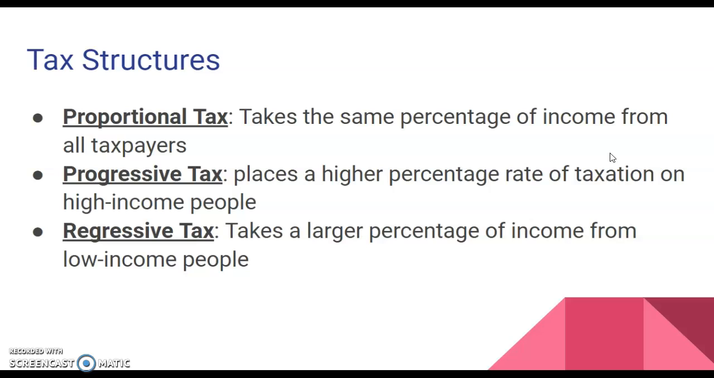This is the idea that all taxpayers should have to pay the same percentage in taxes regardless of income. So whether or not you make $2 million a year or $20,000 a year, the percentage of that income would be the same. So if it's 10%, the amount of taxes would be different, but it would be based on the percentage of that income.